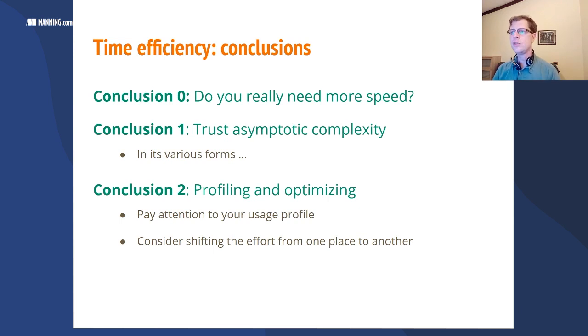Summarizing, we're finished with time efficiency. First of all, before you dive into this deep and somehow complicated analysis, you should really ask yourself if you need more speed. Then you should have a look at the asymptotic complexity of your algorithms, because those are going to have a big impact in general. And don't forget that there are various forms of asymptotic complexity, not just worst case, but also average case and amortized. And finally, after you are satisfied with your asymptotic complexity, you can move to practical measuring and optimizing. Don't forget to pay attention to your usage profile, and don't forget that in some cases you can get an improvement by simply shifting the computational effort from one part of your project to another.